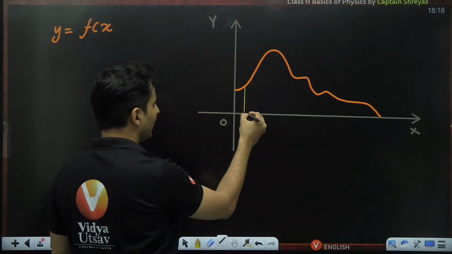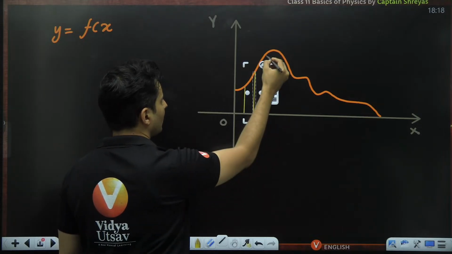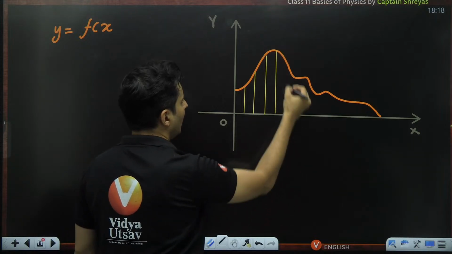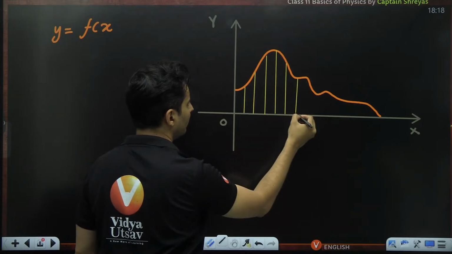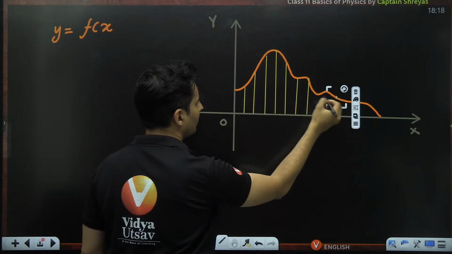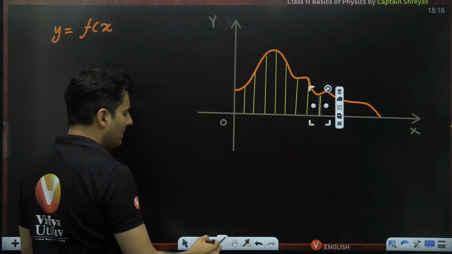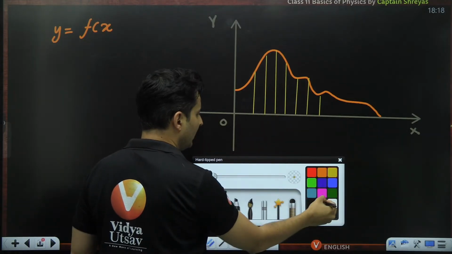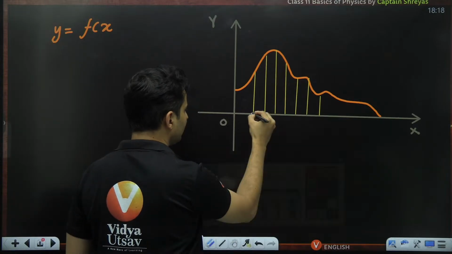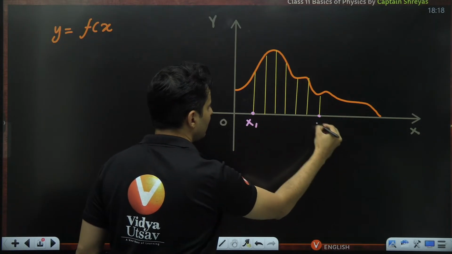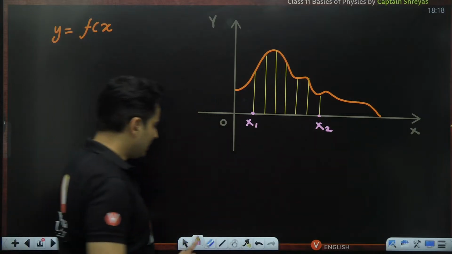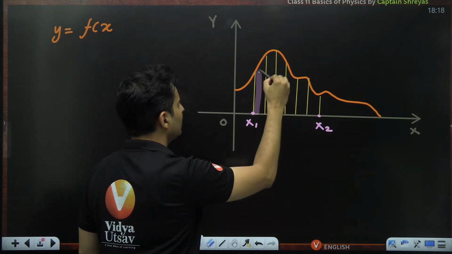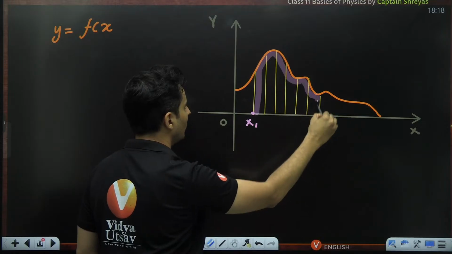I will draw vertical lines like this. And let's say I want to measure the areas of all of them, maybe from one point to another point. Let's say this point over here represents the x1 coordinate, and this point over here represents the x2 coordinate. What do I essentially want to measure? I want to measure this entire area somehow.